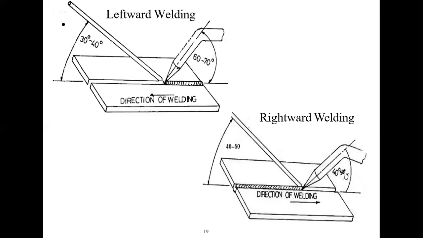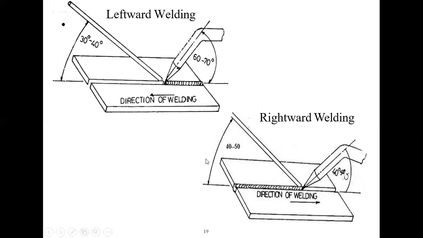Next, this is the actual picture of a leftward technique. Through this picture we can see the direction of welding is right to left, and we are going to maintain certain angles. This is the filler rod and this is our welding torch. The torch will be at 60 to 70 degrees and the filler metal will be at 30 to 40 degrees in the leftward technique. In case of the rightward technique, the direction of welding will be from right side to left side, that means here.